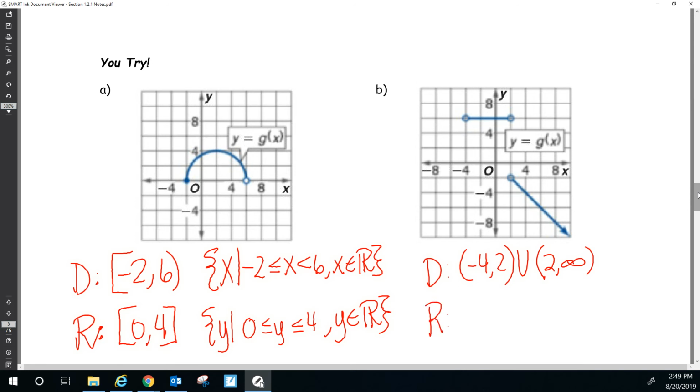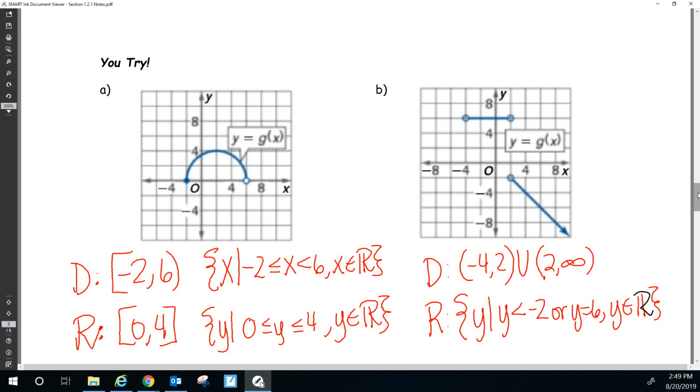For my range, I'm going to go ahead and switch it up here and do some set notation for you, just so you're getting a good example of both of them. So for my range, I'm going from -infinity up to -2. So my set of all y's, such that y is less than, but not including, -2, or y is equal to 6, and y is an element of all real numbers. Set of all y such that y is less than -2, or y is equal to 6, and y is an element of all real numbers.